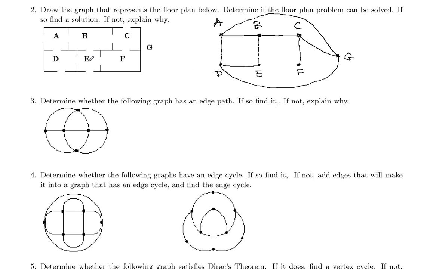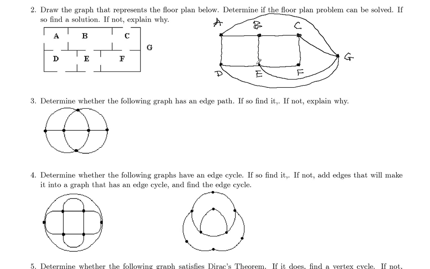And then E is joined to D, B, F, and the outside. So we got D, we got B. We got to put in F, and then the outside. And then F is joined to E and C, and we got E and C. So we're all set there. So here's our graph representation. So that's the first part of solving the floor plan problem.